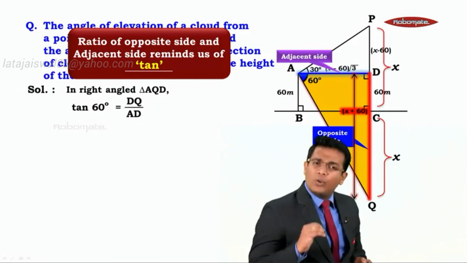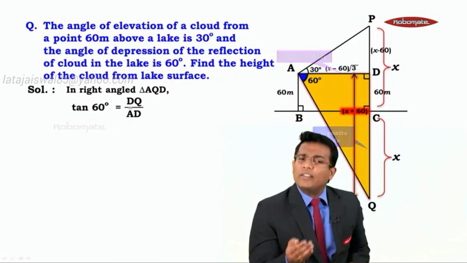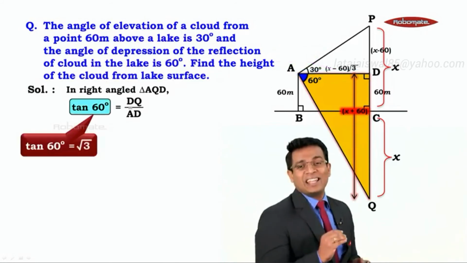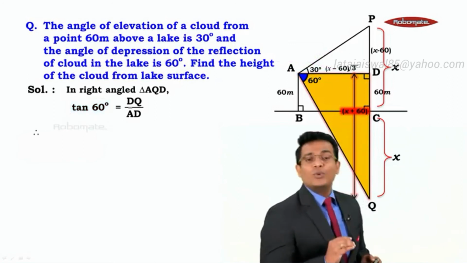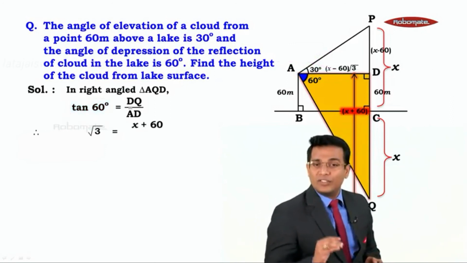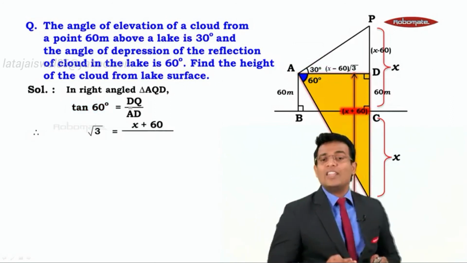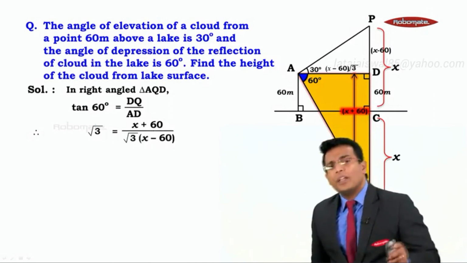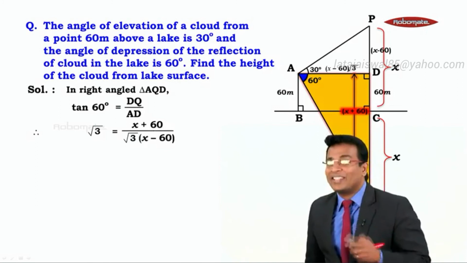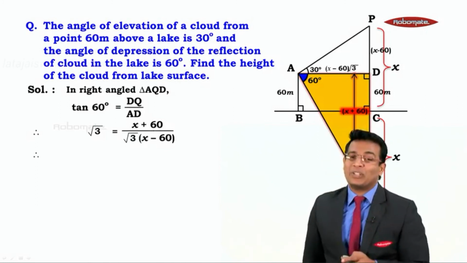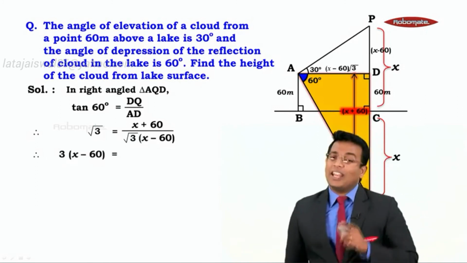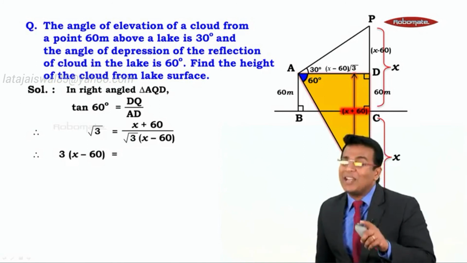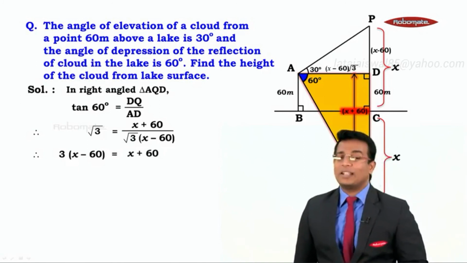Now we substitute the value. From the trigonometric table we know that the value of tan 60 is root 3. And the value of DQ we just got as x plus 60. We substitute that, and the value of AD we know is root 3 into (x minus 60). Now cross multiply. This will help us to get the value of x by solving this equation. So root 3 into root 3 will become 3. So it is 3 into (x minus 60) is equal to x plus 60.